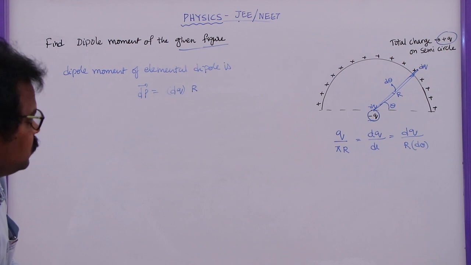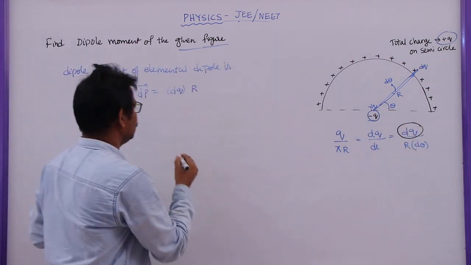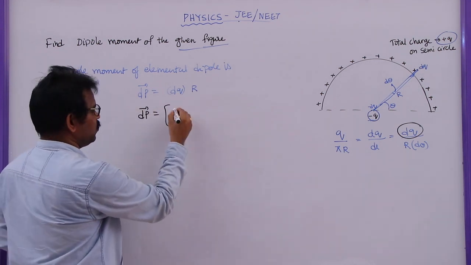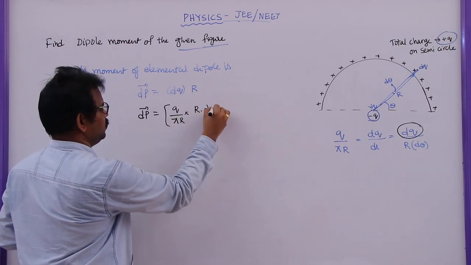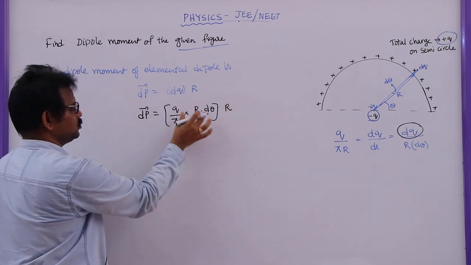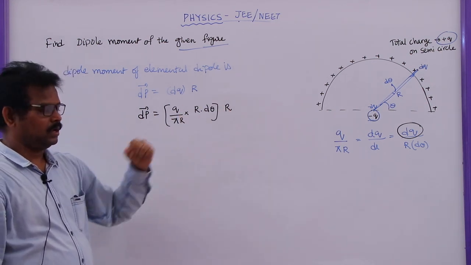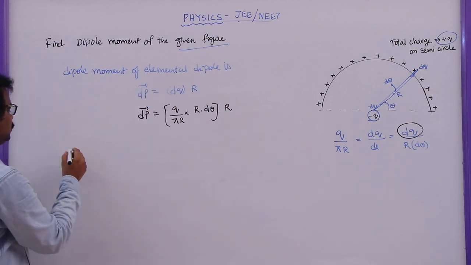Now what is the dq value? From this, what can we write? dq can be written as q by pi r into r d theta. So dp bar is equal to q by pi r into r d theta, the small charge, into the distance between the two elemental charges, r. If you want to find the total dipole moment, integrate this.